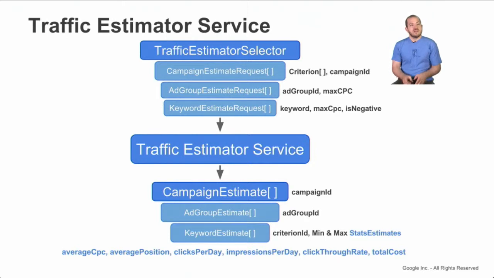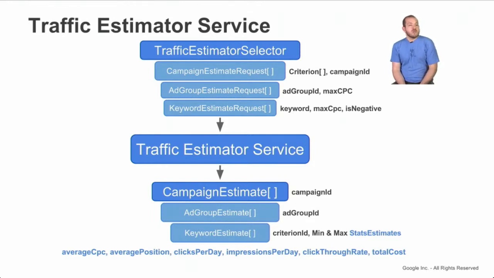So the request here is nested. Inside the Traffic Estimator selector, you have a campaign estimate, and inside that you have an ad group estimate, and inside that you have keyword estimates. So the same structure that you have in a normal AdWords account, with campaigns that contain ad groups that contain keywords, you structure the Traffic Estimator service request the same way. The selector has a campaign, ad group, and keyword nested structure.